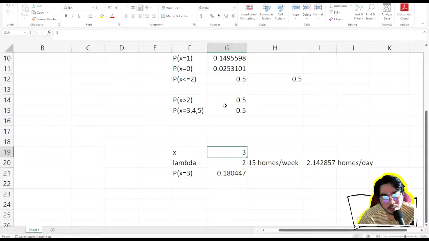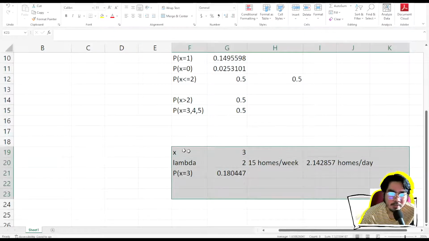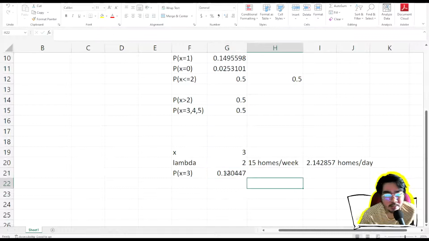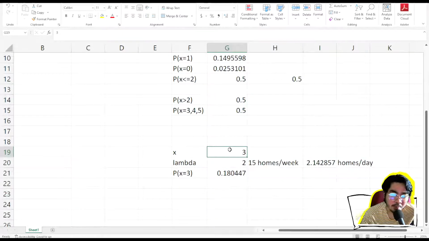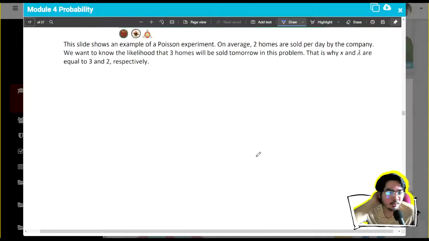The tricky part in the Poisson distribution is that the formula is easy, it only has two arguments. What's important is that you identify whether your units are correct, whether the x matches the lambda. Okay? So that's all you need to remember. Right? So that's for Poisson distribution.